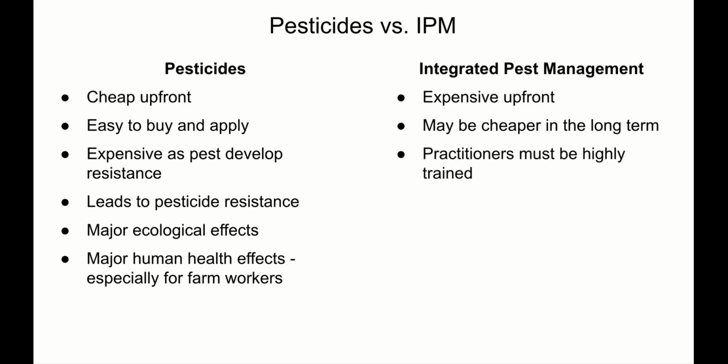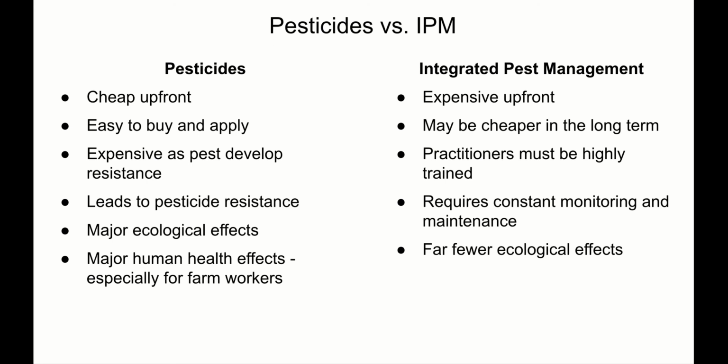The practitioners of integrated pest management must be highly trained. It's not as simple as Googling the right type of chemical to put on your crops. There's a lot more that goes into IPM because there are so many more techniques that are needed for a given field. IPM does require constant monitoring and maintenance to make sure that your management strategies are working and to adjust if strategies stop working. Integrated pest management has far fewer ecological effects and far fewer human health effects.